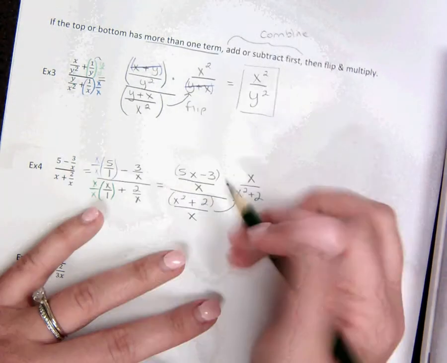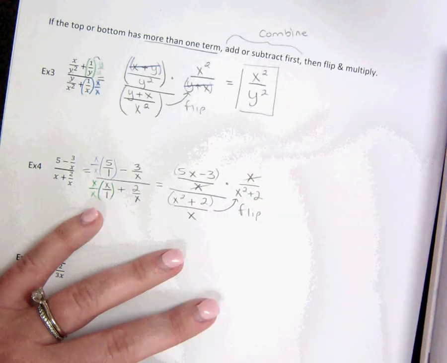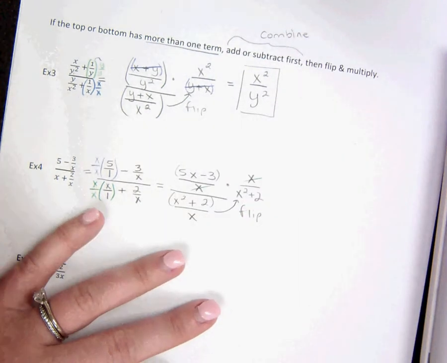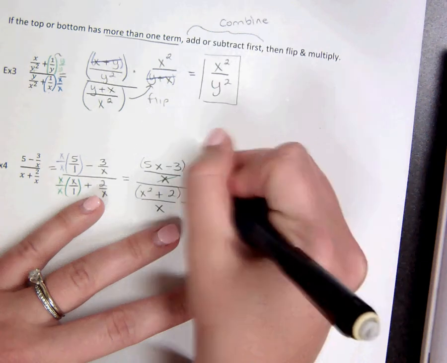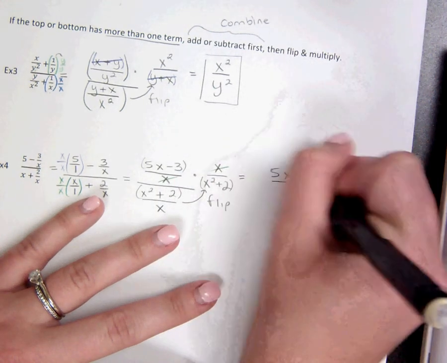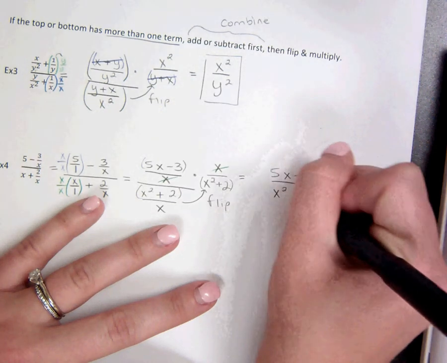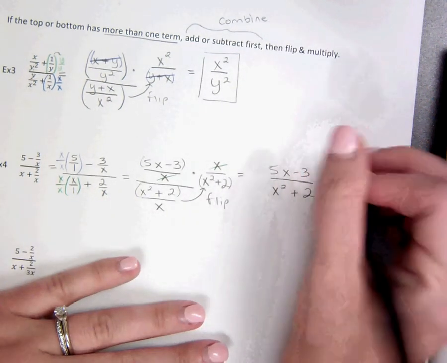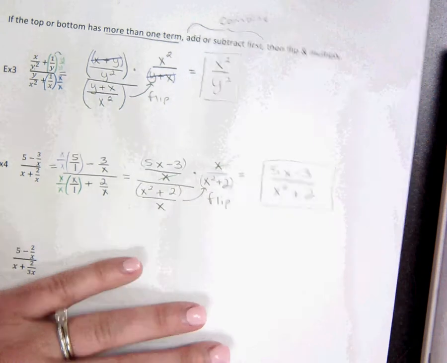You can see that you have an x on the bottom, x on the top, all by itself, so those can divide off. That gives us a final answer. We can put that together: 5x minus 3 over x squared plus 2. And that will be your final answer.